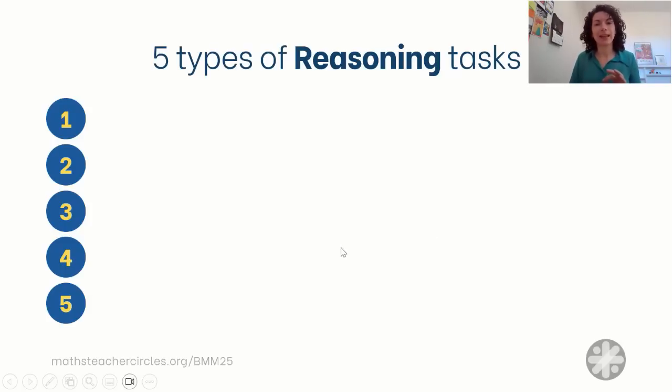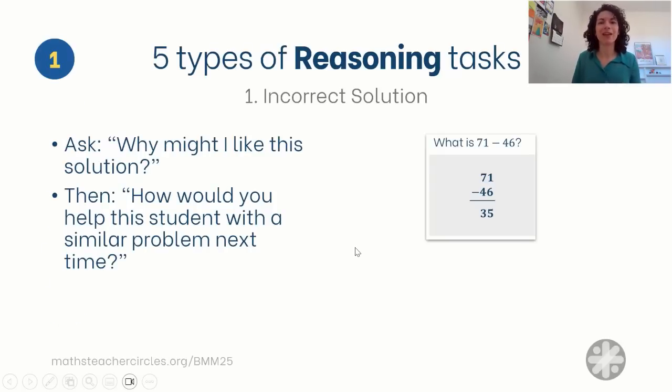The first one is called incorrect solution. So it goes like this. You present students with a solution that's wrong and interesting in some way and ask them, why might I like this solution? And then how would you help this student with a similar problem next time? By doing this, students are justifying processes and they're identifying logically correct and incorrect steps. And this is a great one to use for common areas of confusion that you're noticing amongst your students.